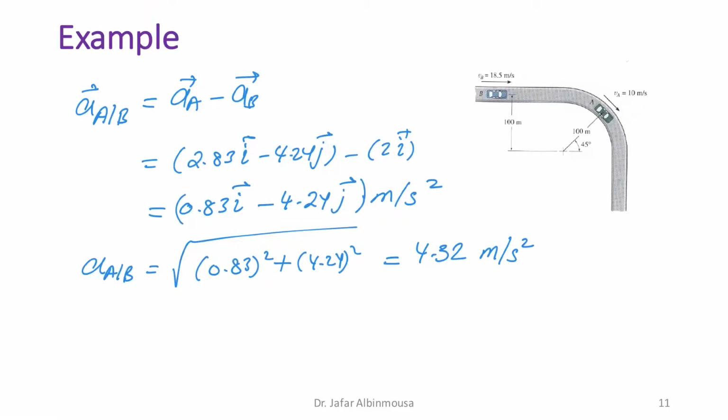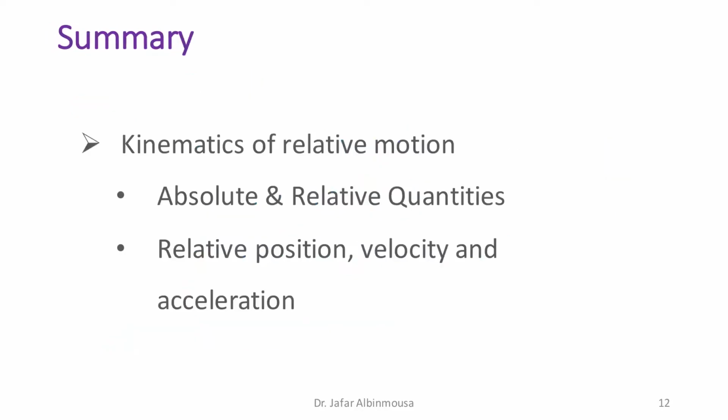Now, if I want to get the angle, which I'm going to call beta, then it is the tan inverse of 4.24 divided by 0.83, and this is going to give me 78.9 degrees. So, in summary, we just learned how to establish the kinematic relation for relative motion. We explained the absolute and relative quantities, and we expressed the relative position, velocity, and acceleration relation. That's it. Thank you.